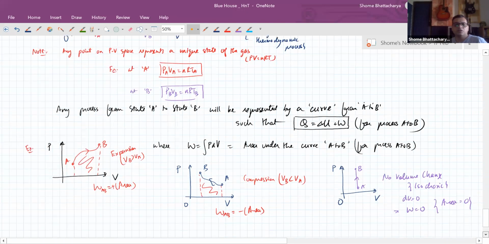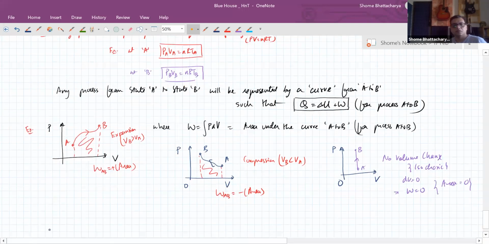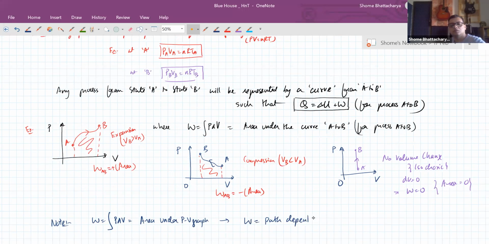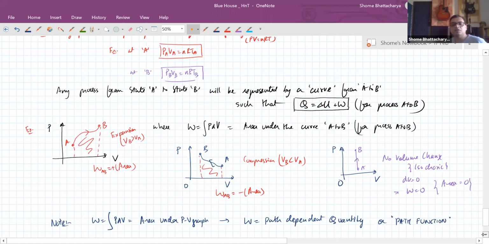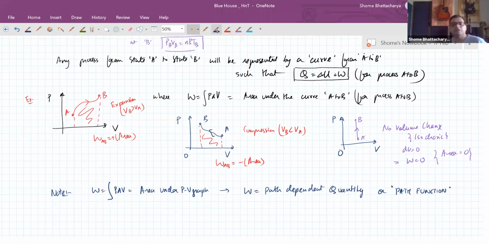So by these examples, we can also understand one thing, that since work done is a path integration, or it is the area under the PV graph, work done is a path dependent quantity, or what we call a path function. Because for two different paths between the same initial and final state, the work done will be different.